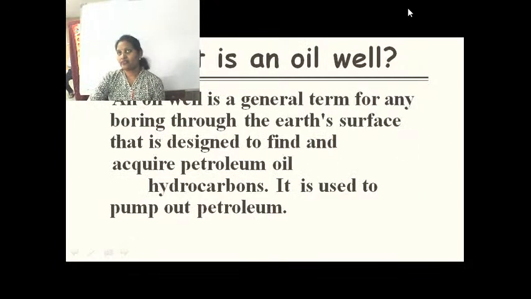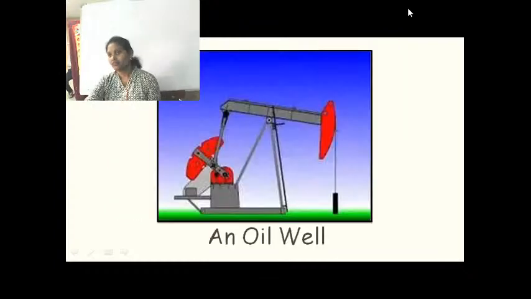What is an oil well? An oil well means the place from where we get the petroleum. An oil well is a general term for any boring through the earth's surface that is designed to find and acquire petroleum, oil or hydrocarbons. Petroleum is also nothing but hydrocarbons. So it is used to pump out the petroleum. You can just see the graphics of an oil well.